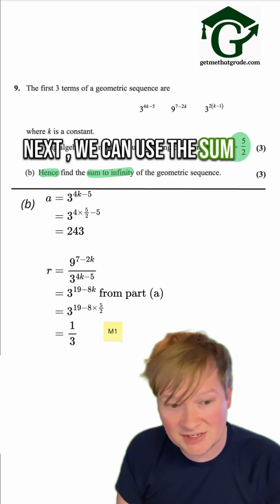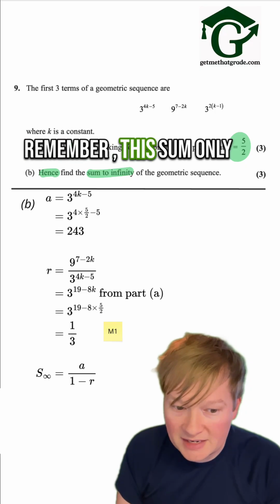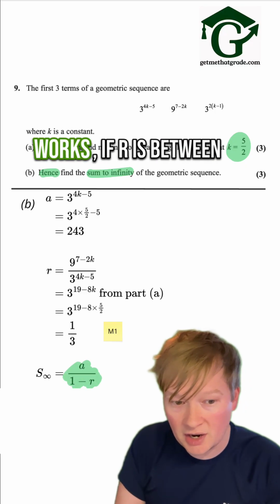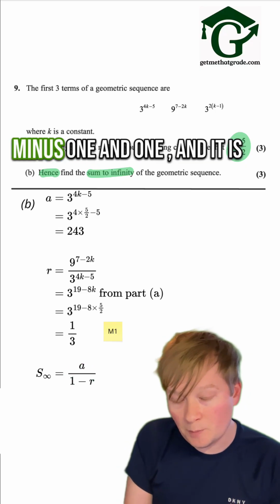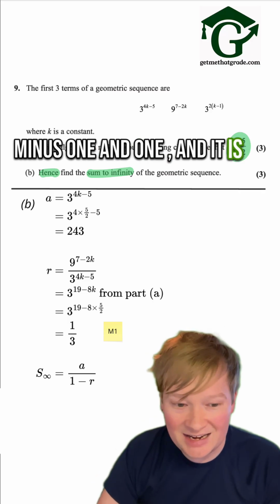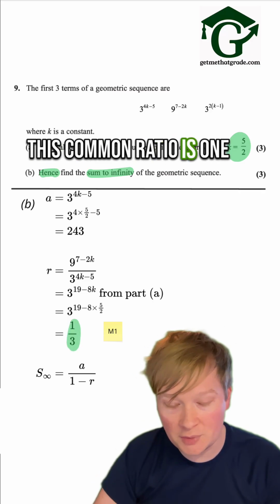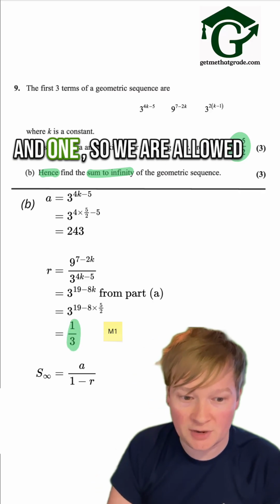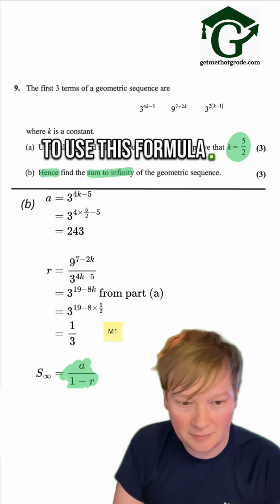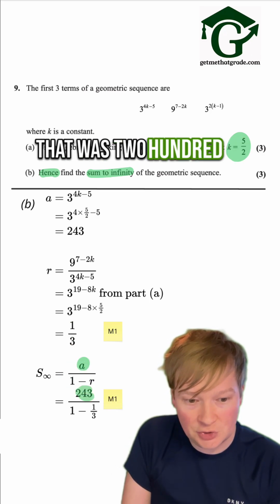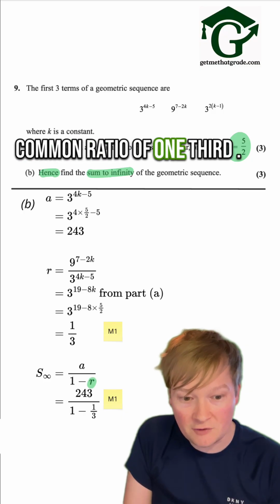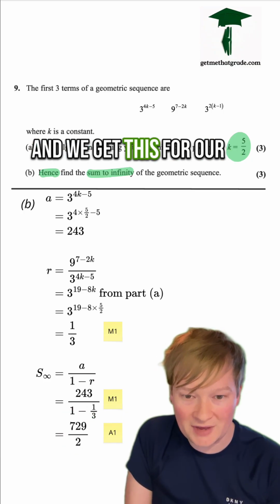Next, we can use the sum to infinity formula. Remember, this formula only works if r is between -1 and 1. And it is here. This common ratio is 1/3. That is between -1 and 1. So we are allowed to use this formula. So we just substitute in a, that was 243, and the common ratio of 1/3. Do the number crunching and we get this for our final mark.